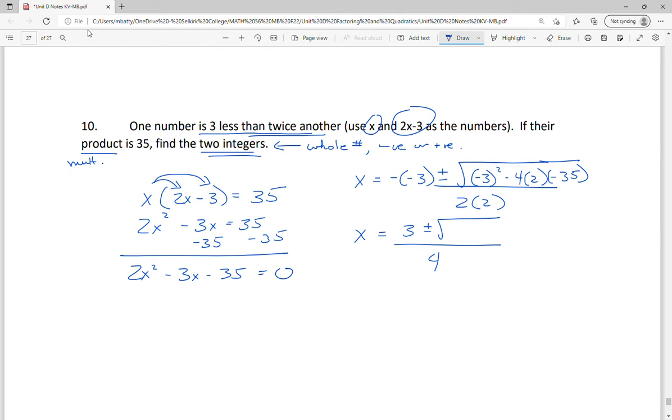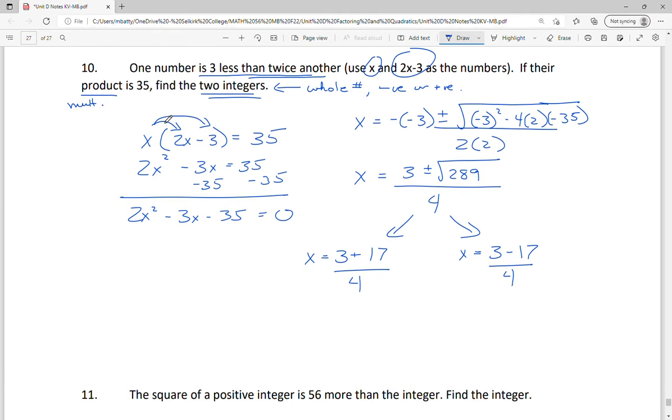Do some work on what's underneath that square root sign. When I do that, I get 289. And taking the square root of that is a nice neat number. So that gives me my two options. I have the positive option, so that's 3 plus 17 over 4. And I have the negative option, so 3 minus 17 over 4. If I keep going with these, just going to scroll down a little bit, give myself a bit more space, I get x equaling 20 over 4, which is 5, or I get x equaling negative 14 over 4, which is x equals negative 3.5.